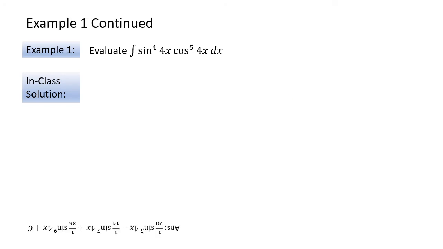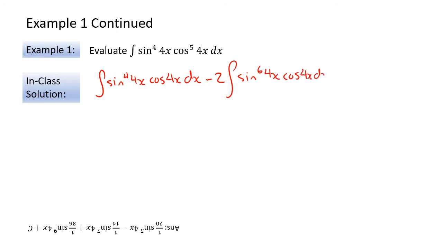So I'm going to write out that final version we had from the last slide, which was the integral of sine to the exponent 4 of 4x cosine of 4x, minus 2 times the integral of sine to the exponent 6 of 4x cosine of 4x, plus the last integral, sine to the exponent 8 of 4x cosine of 4x dx.